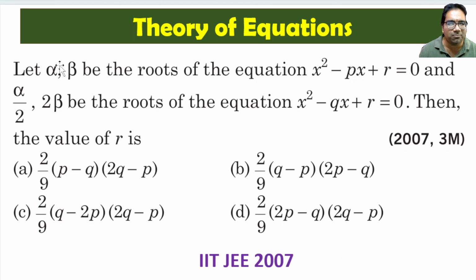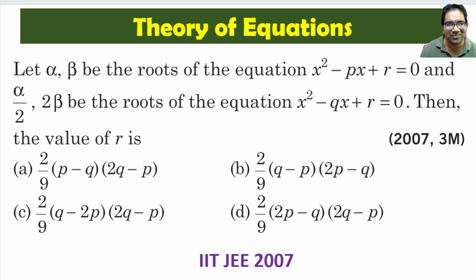Basically, we have alpha plus beta equal to p, and alpha by 2 plus 2 beta is equal to q. We have two equations, two variables. Alpha, beta are the two variables, two equations in two variables. What we have to find? What is alpha, beta? We have alpha plus beta and alpha by 2 plus 2 beta, both in terms of p and q.